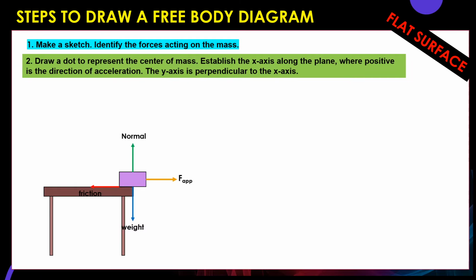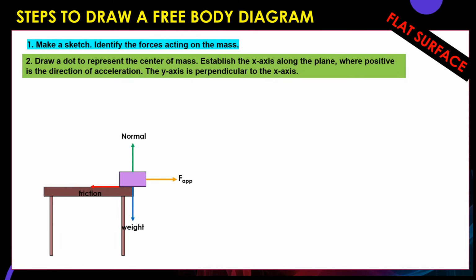Okay, so for the second step, we need to draw a dot to represent the center of mass. Then we need to establish the x-axis along the plane where positive is the direction of the acceleration. Maksudnya adalah bila kita buat x-axis, kalau objek tu bergerak ke kiri, so A dia akan ke kiri. So kiri akan jadi positif.